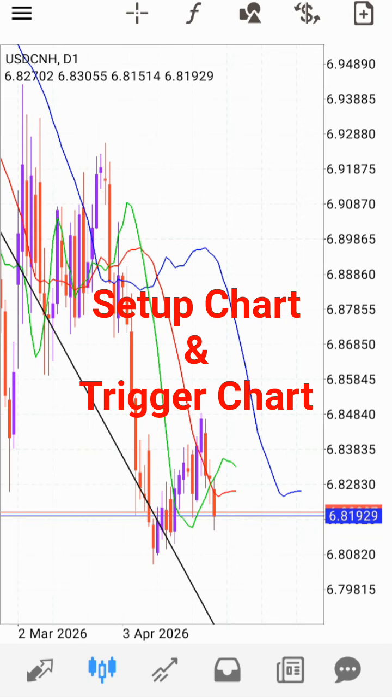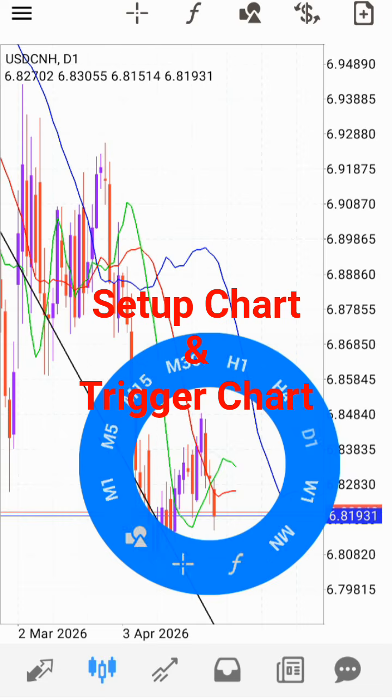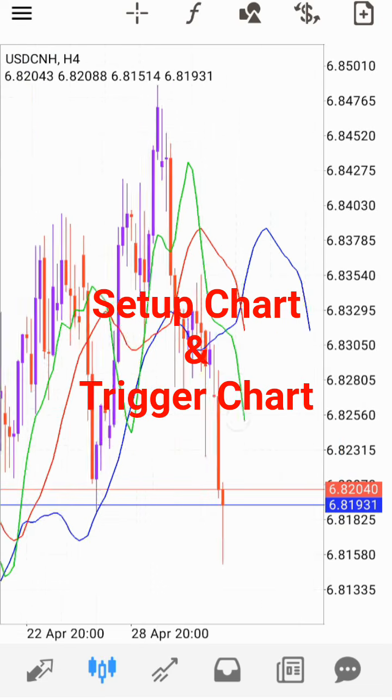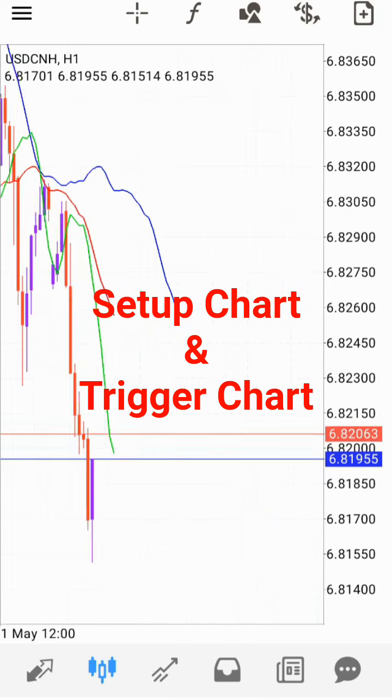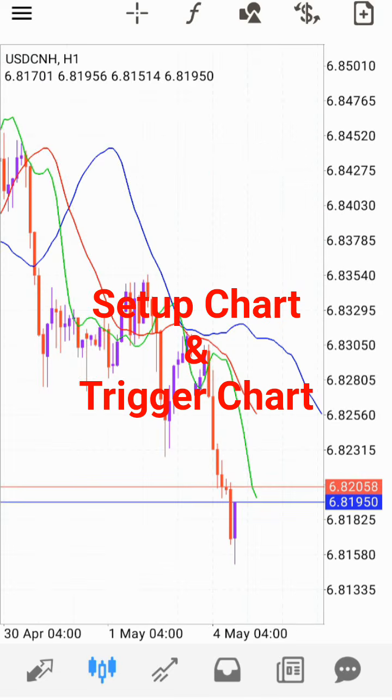Okay, now if this daily chart were to be my setup chart, I'll consider the chart that is at least 4 times smaller than the daily to be my trigger chart, which is the 4 hours chart. That means there is 6 4-hours in a day, and if this 4 hours chart were to be my setup chart, I'll consider the 1 hour chart to be my trigger chart, which means there's 4 1-hours in 4 hours.